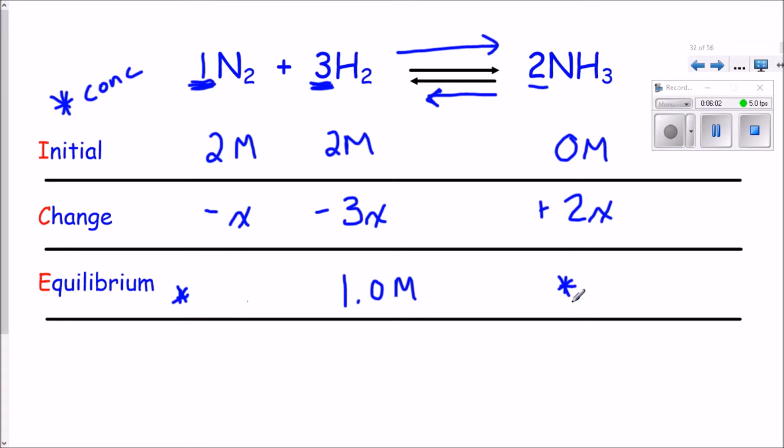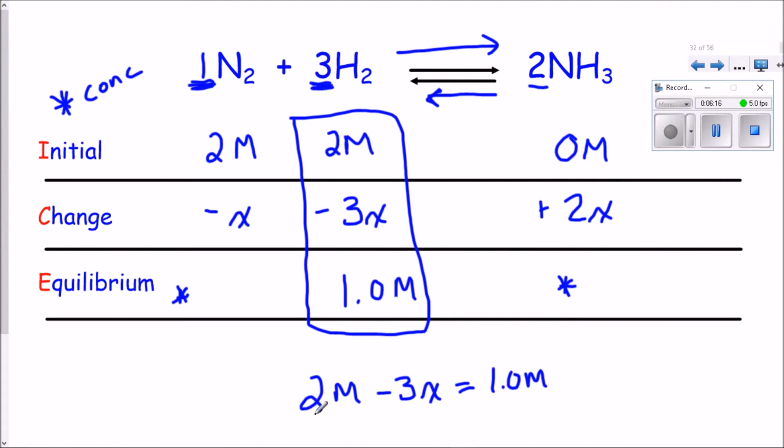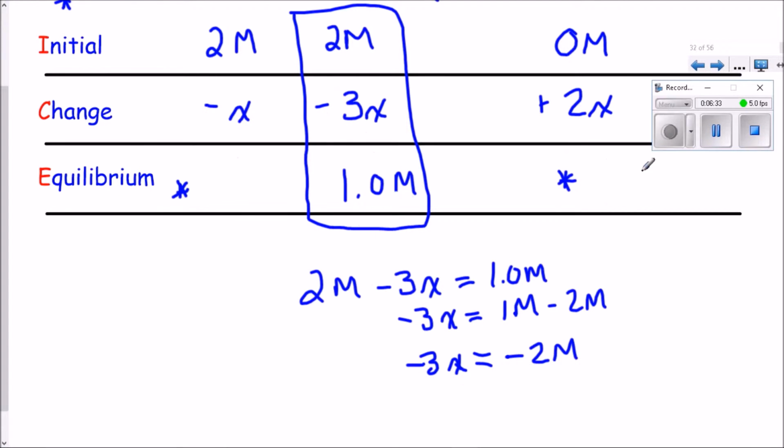So if 1 mole per liter is at equilibrium, can we find the concentrations of N2 and NH3? Well, we can if we just isolate our one scenario here, where we have our initial concentration of 2 moles per liter, and a change of negative 3x gives 1 mole per liter. So again, this is just simple algebra. 2 moles per liter minus 3x equals 1 mole per liter. We're going to isolate that variable, so negative 3x is 1 mole per liter minus 2 moles per liter, so negative 3x is equal to negative 2 moles per liter.